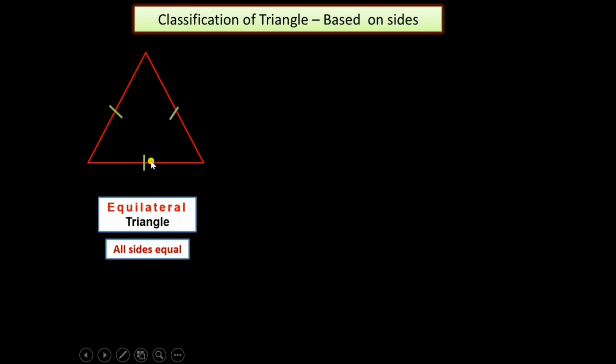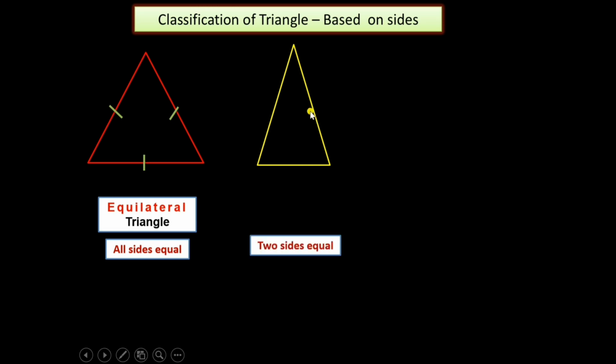Remember, all sides have to be equal. Equilateral, the word by itself tells you that equi is equal and lateral is side. The other kind of triangle is one which has two sides equal. Any two of the three sides can be equal. Such triangles are called isosceles triangles. To show that they are equal, we put the same mark on two sides. This tells us that two sides are equal.